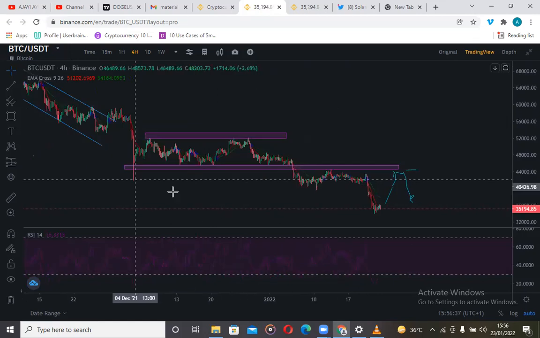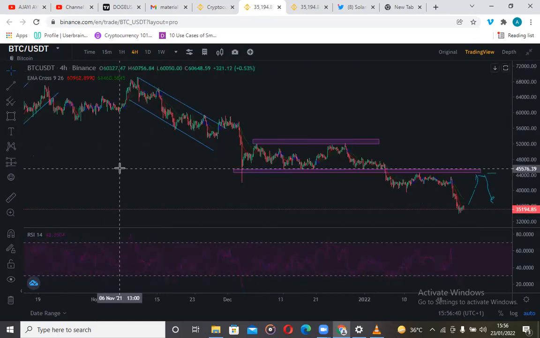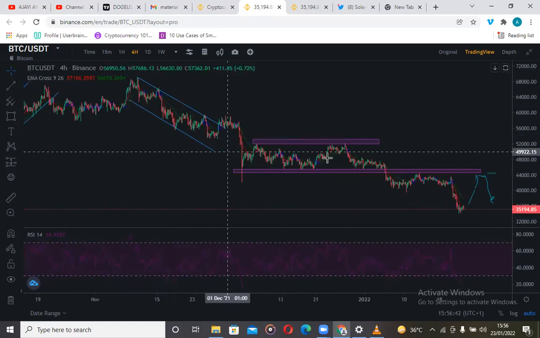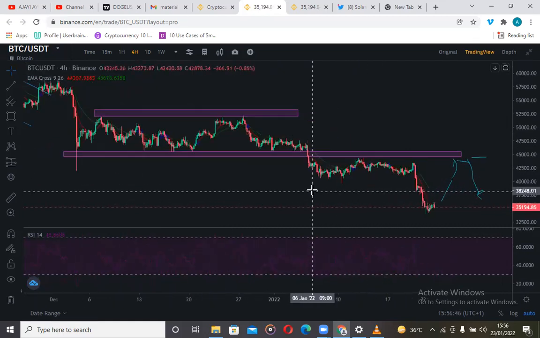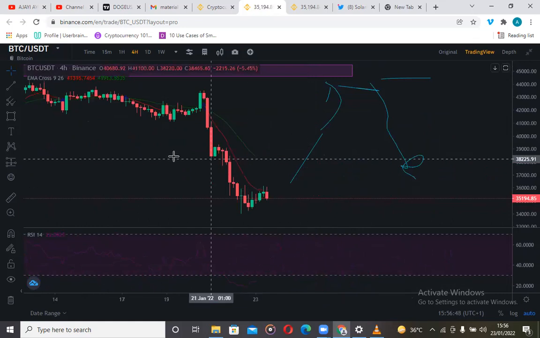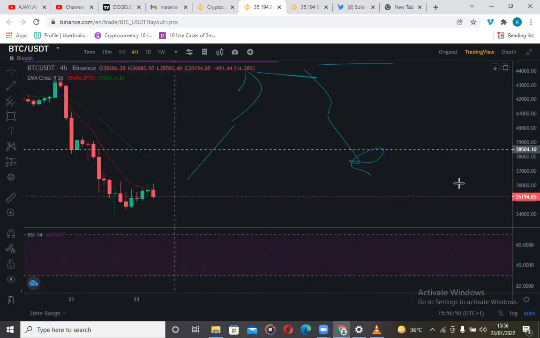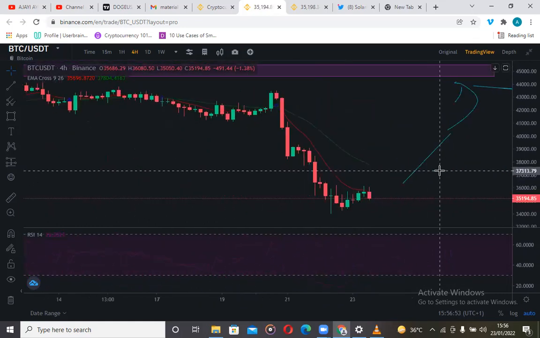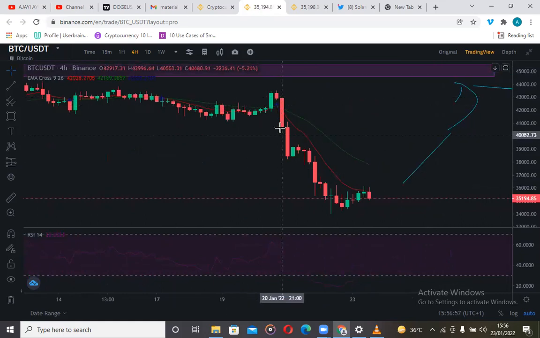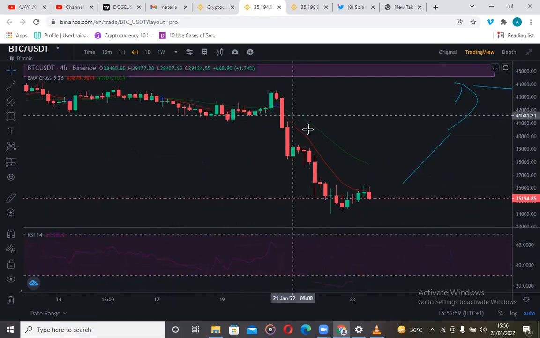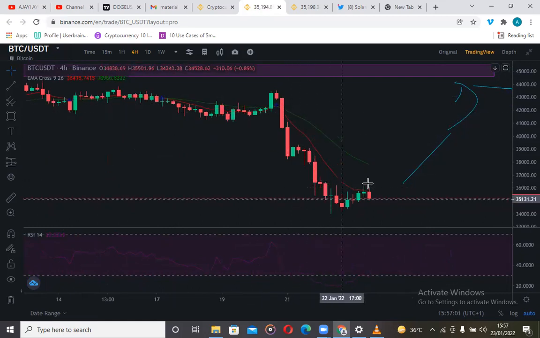Let's look for where they cross each other. Okay. Now let me zoom in. Now there's a cross here, right? And there are candlesticks under it. So you can see what happened later. There are drops in price.